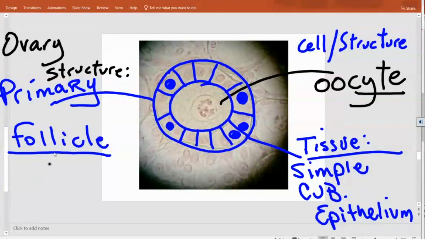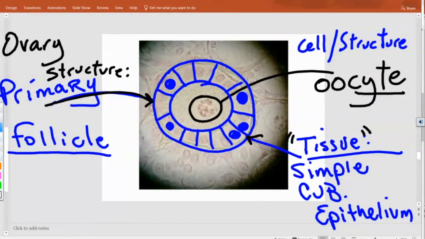If I want you to give me the answer, primary follicle, I will point to the outside of that and I will say, name that structure. If I point to the exact same place and say, name that tissue, right? Same place, same pointer. The question changes. If it's name the tissue, what's the answer? Simple cuboidal epithelium. If I say name the structure, it's a primary follicle. A primary follicle. And then if the pointer goes way inside of that to this, then it's the oocyte. Okay?